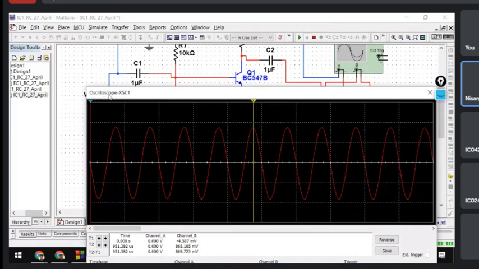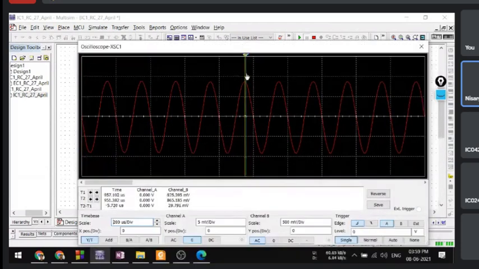Cursor 2 on the positive peak, cursor 1 on the negative peak. What is the difference? Peak to peak 1.784, student. So that is your peak to peak.